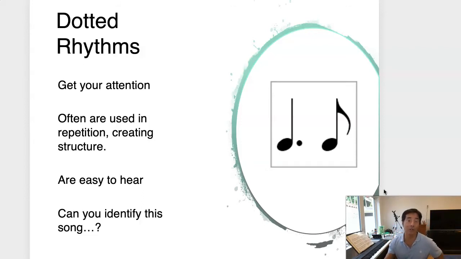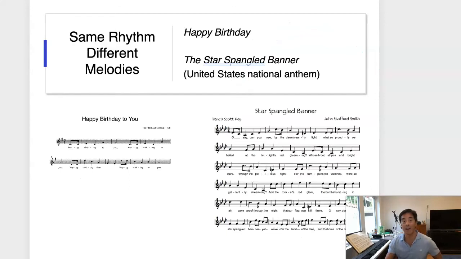Well, there are actually two tunes that I know that start out just like that. They have exactly the same rhythm. They are Happy Birthday and the Star-Spangled Banner. So take a look at it. Maybe I can zoom in on this a little bit, or maybe not. Okay, I'm not going to zoom in. You know how Happy Birthday goes.